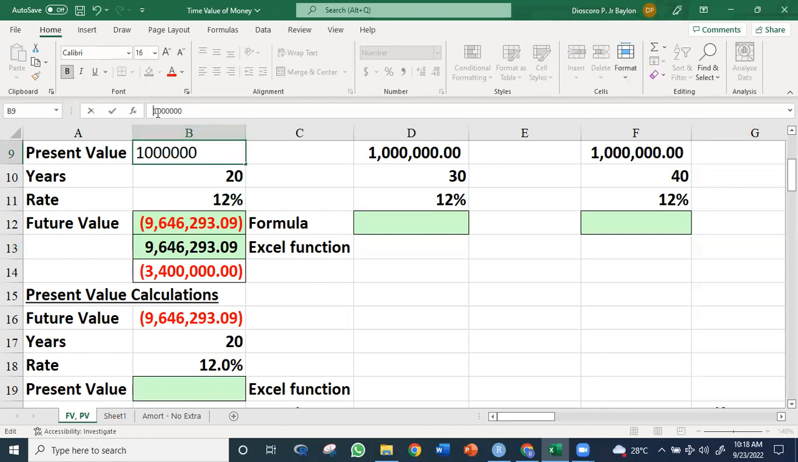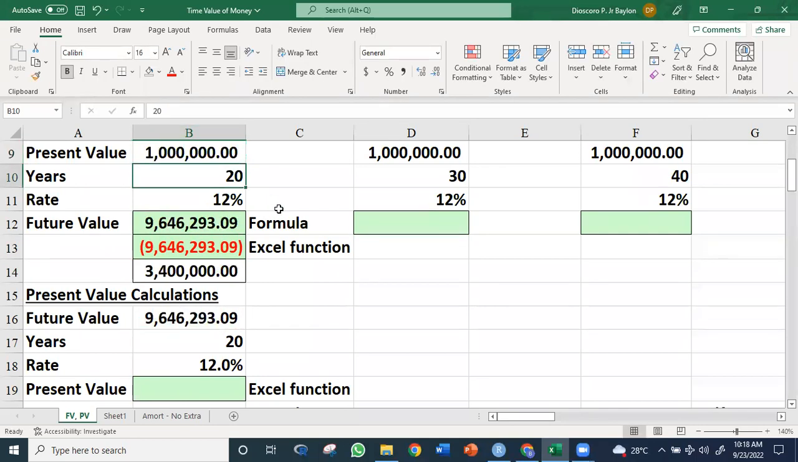Let me pause for a while and seek clarification on whether you understood why Excel is giving us a negative answer. Please chat, guys, yes or no, if you understood why it's a negative answer, negative 9646.